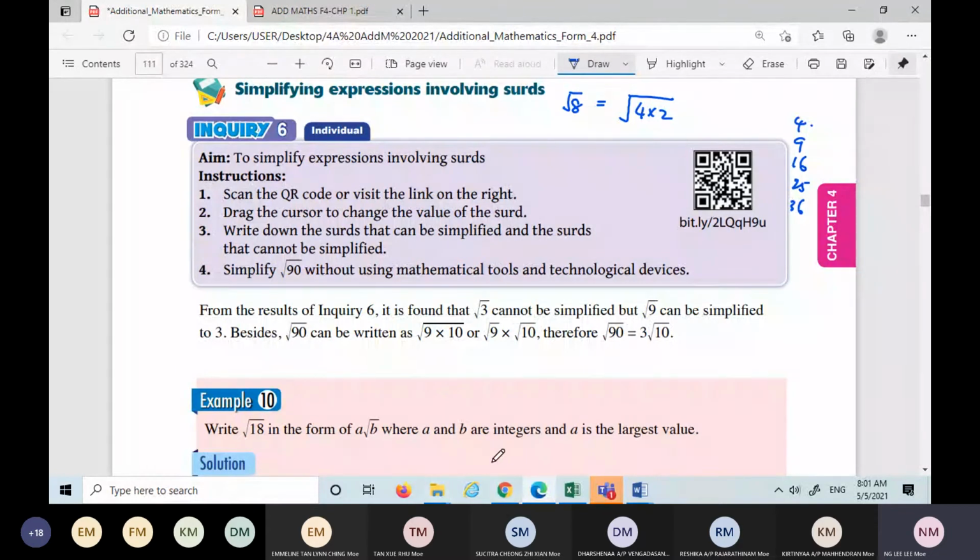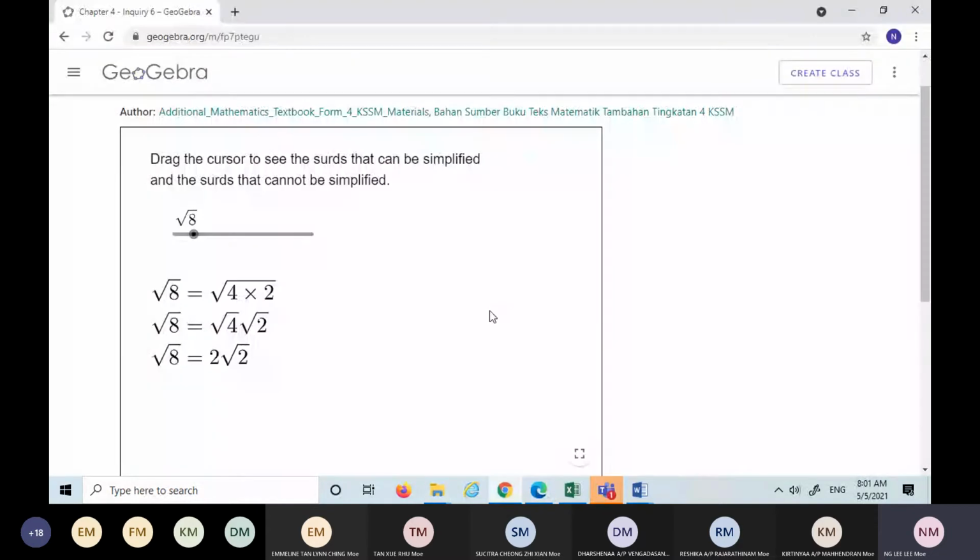We go back to the website. 4 times 2. Why do you need the perfect square? Because this is a square root. This one is the other way around of law one. Law one says that square root of A times square root of B is square root of A times B. Now the other way around, square root of A times B, you can split them to become square root of A times square root of B. Therefore, square root of 4 you can simplify and you get 2. Therefore, your answer is 2 square root of 2.